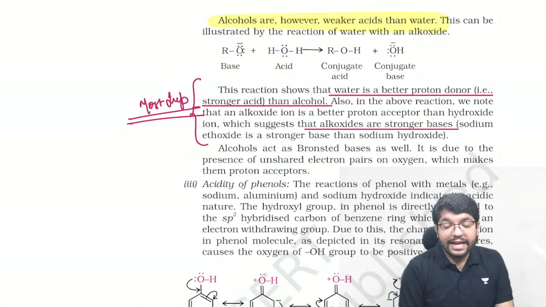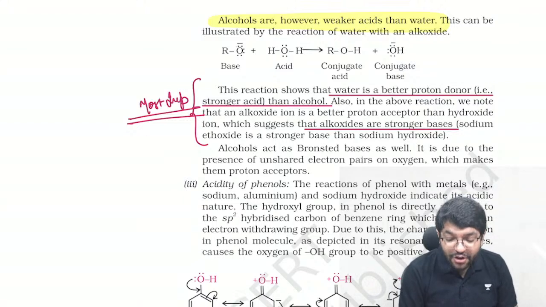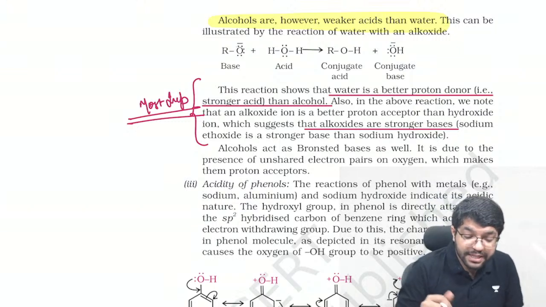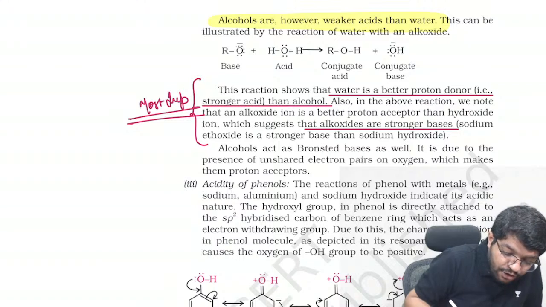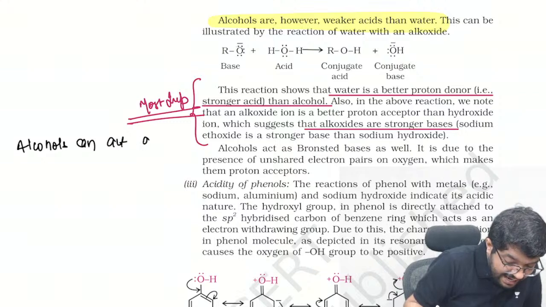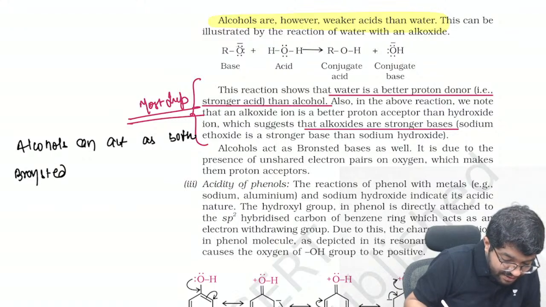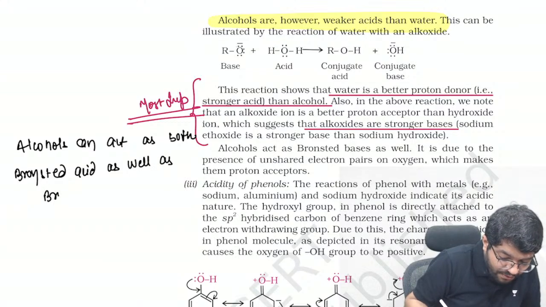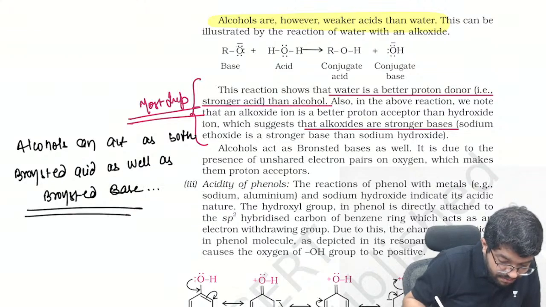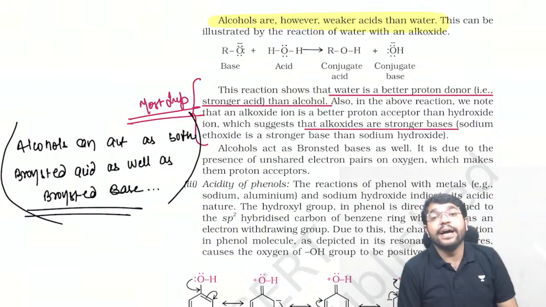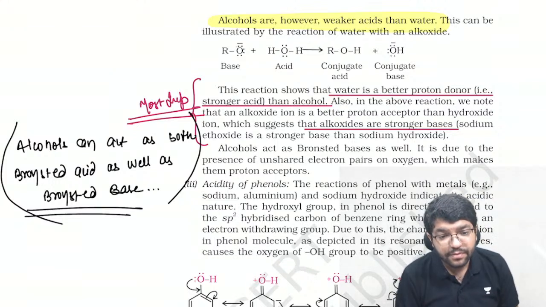Again, alcohols act as Bronsted bases also because of the presence of an unshared electron pair, which means, sir, take a note here: alcohols can act as both Bronsted acid as well as Bronsted base. Wow, beautiful concept. Got this point, sir?